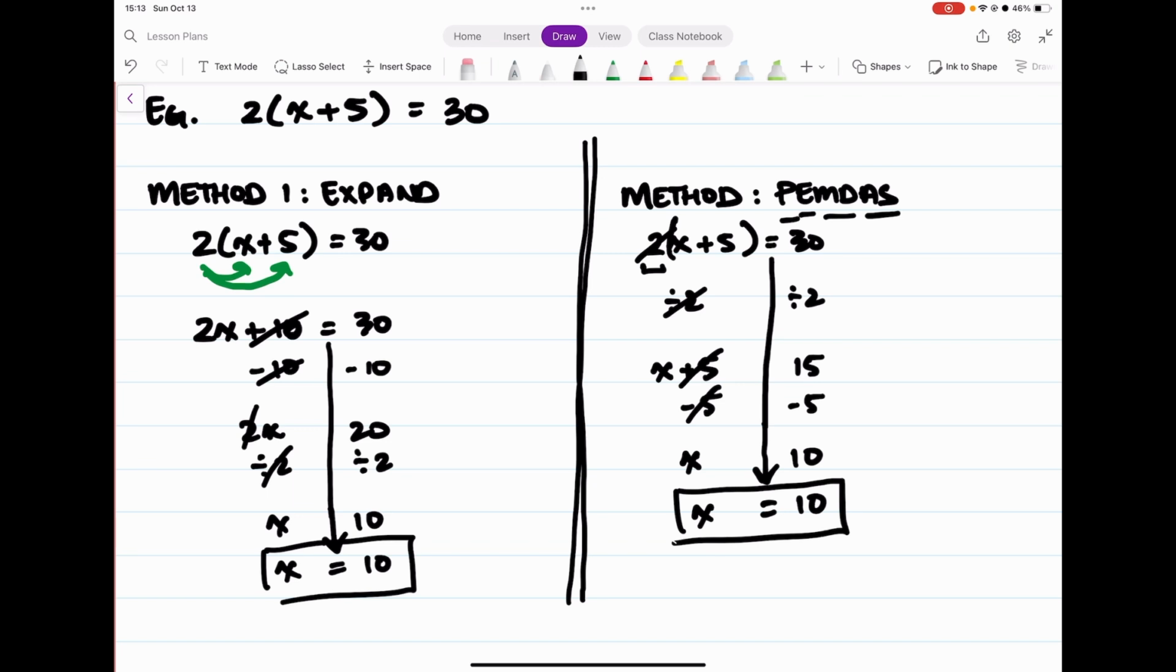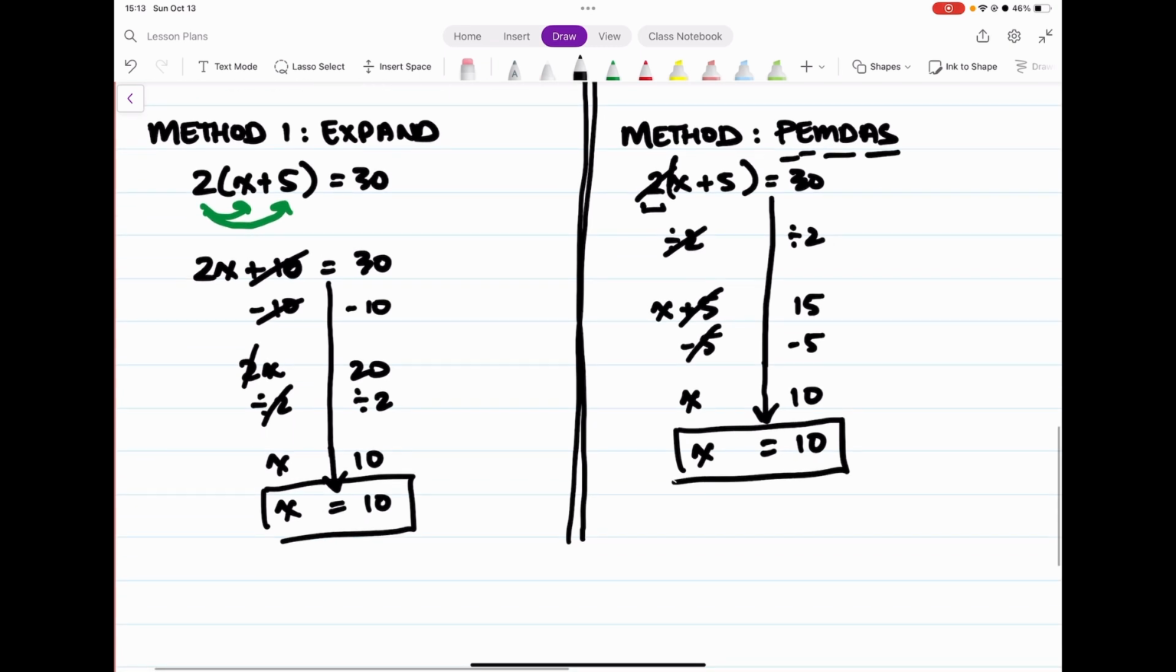But when you take a look at these two methods, you see how they both get the same answer, right? And, sorry about that, this should be method 2 right there. You see how these two methods will get you the same answer as long as you do it mathematically correct. So when you stick with one of the methods, you do have to commit to it, all right?